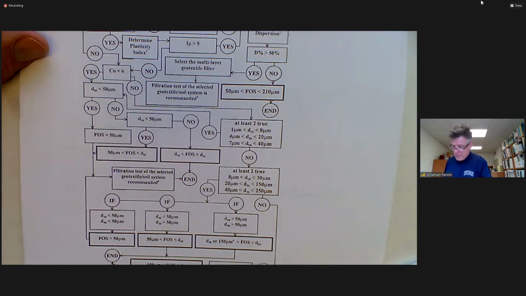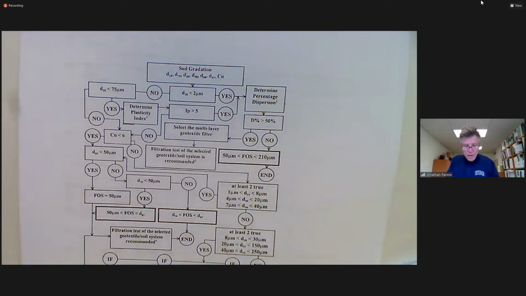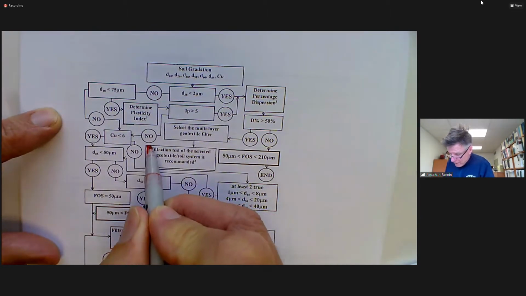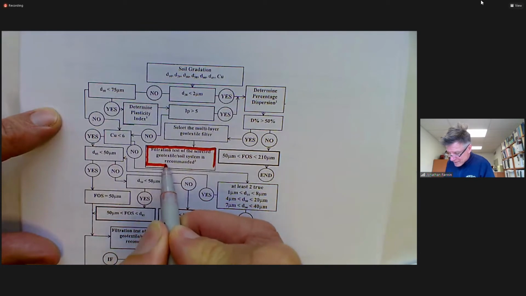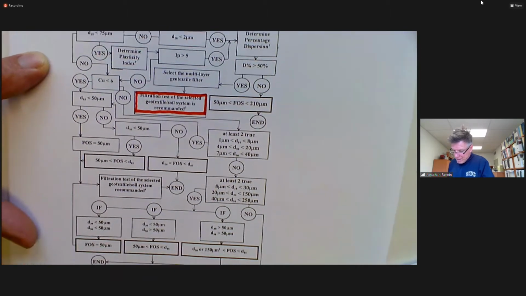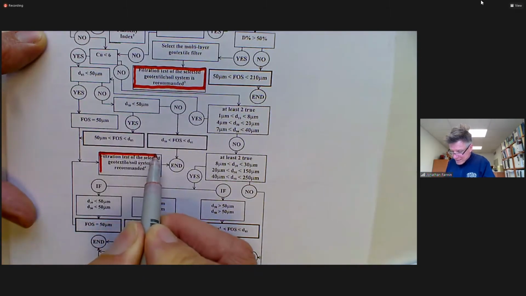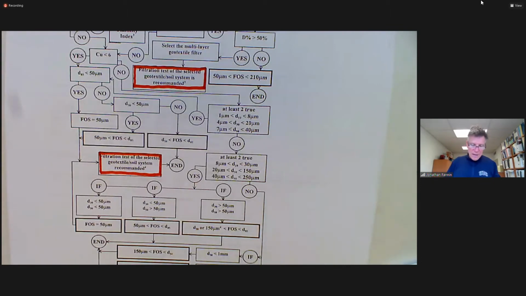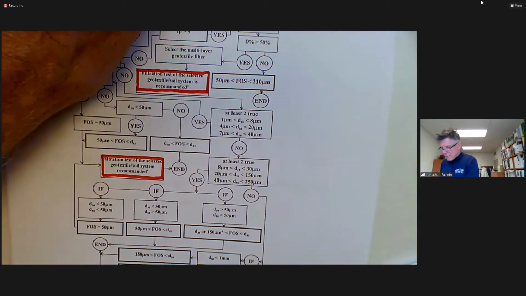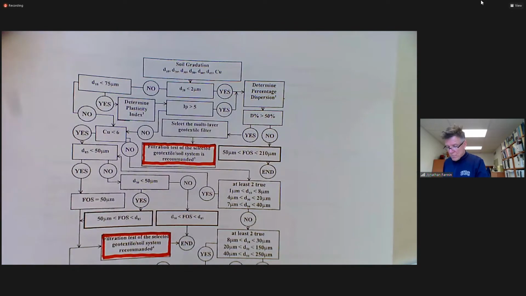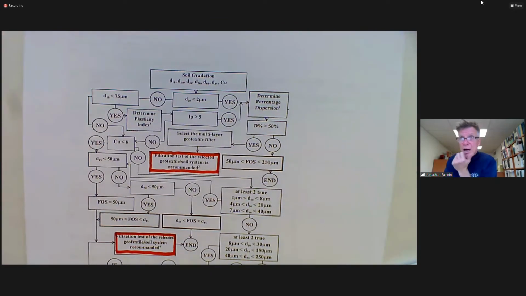This is the unidirectional flow. What I liked about this is, and let me just get to it, look, you end up with "a filtration test of the selected system is recommended." And what I liked about that was that it was recognizing that there are shortcomings to empiricism, and it may not be appropriate for all base soil combinations simply to rely on an empirical rule derived from a bunch of laboratory tests.